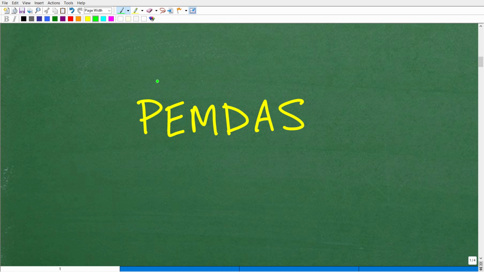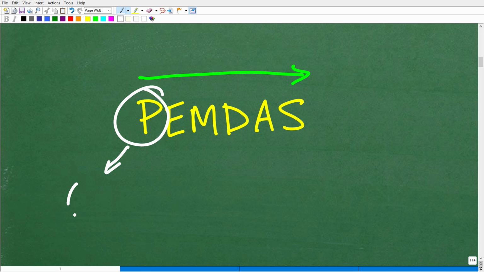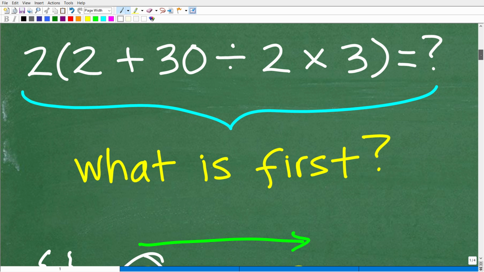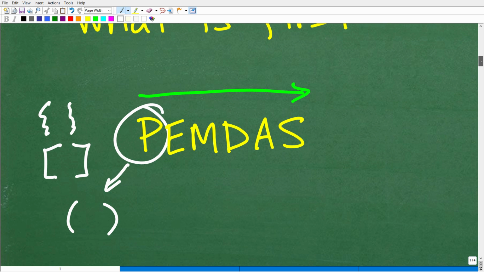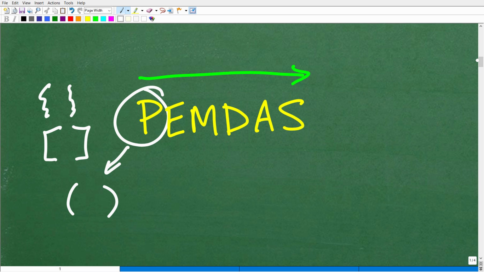Basically, this is a checklist, and we need to follow this from left to right. Now, there are a few exceptions, so let me explain this right now. The first letter here is P. That stands for parentheses. So these are parentheses. These are also considered parentheses, but really these are brackets. And also we have these squiggly brackets, but the P really stands for grouping symbols. So if we see grouping symbols, and of course in this problem we have parentheses, we need to do what's inside of those parentheses first.